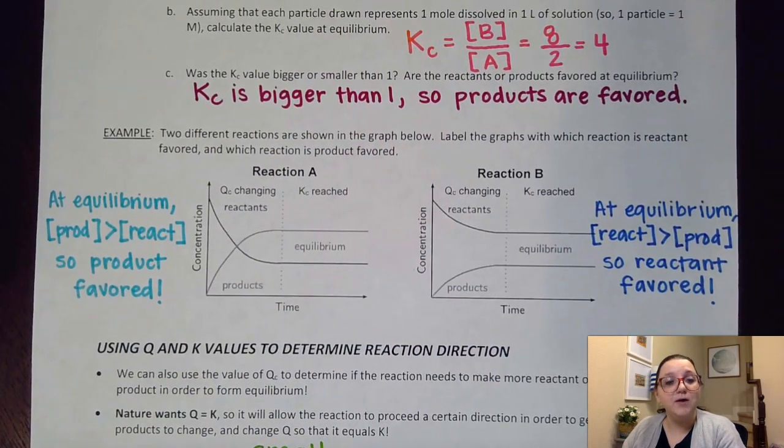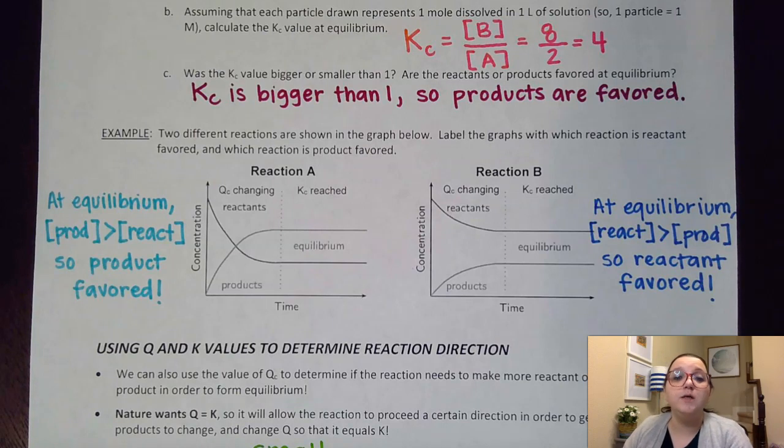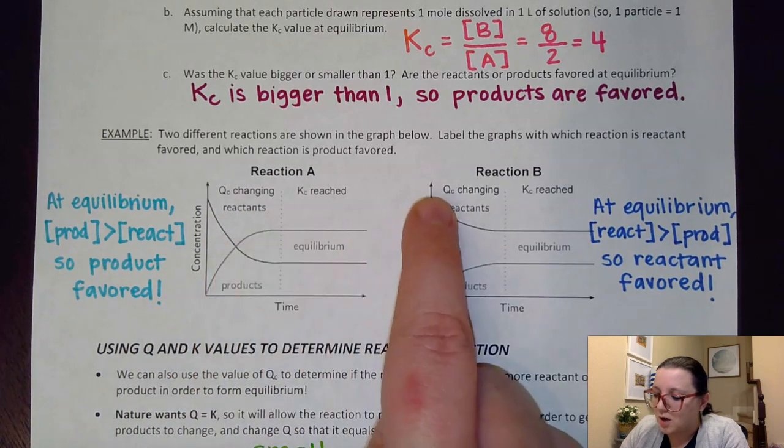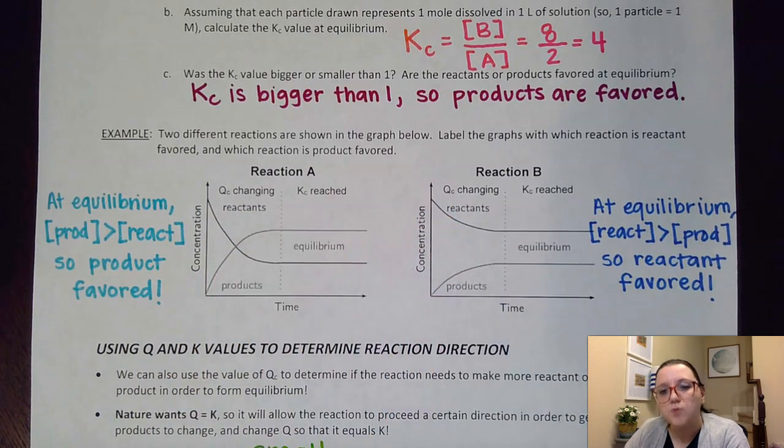All right, one last one here. It says we have 2 different reactions shown in the graphs below. Label the graphs with which reaction is reactant favored and which is product favored. You notice that both of these start off with a certain amount of reactants and products, and then we've let this reaction proceed.